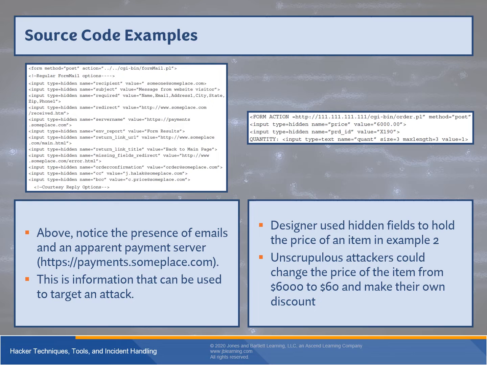So here are some examples of source code that might be a little bit sensitive. If we look at the example in the top left here, form method post. So we're going to go ahead and post some kind of upload sheet. This is using a form mail structure. And if we look, we've got a couple of different input fields. We can see that we've got recipient, subject, required, etc. So there's a lot of information coming in from this particular site.